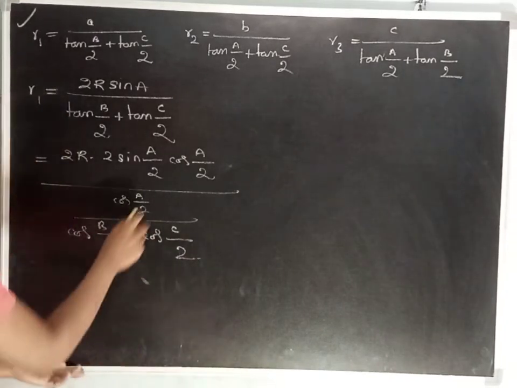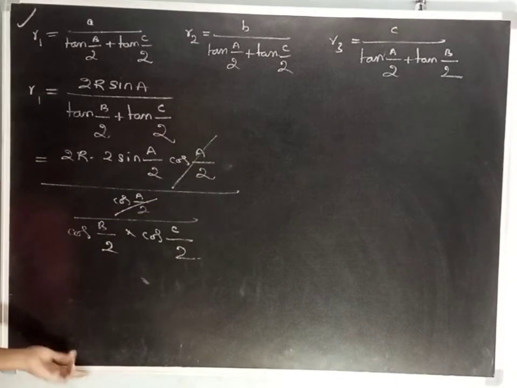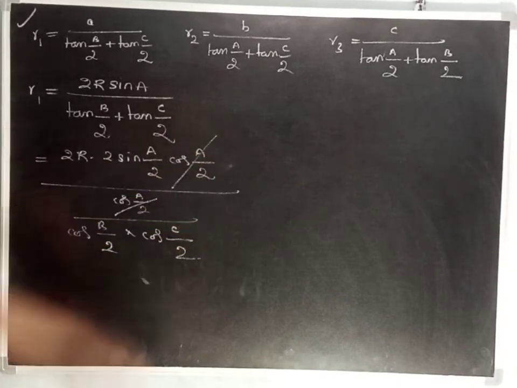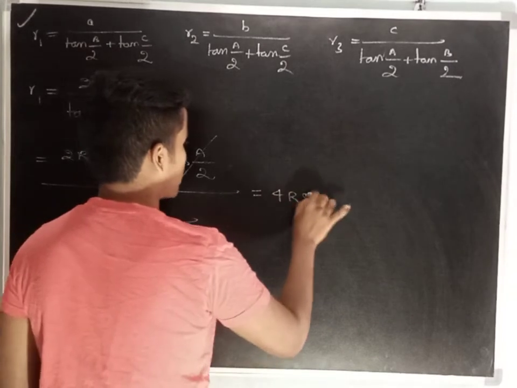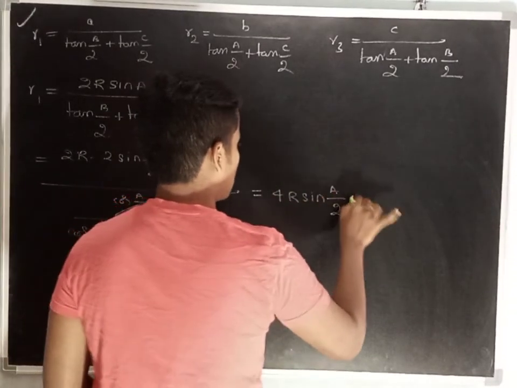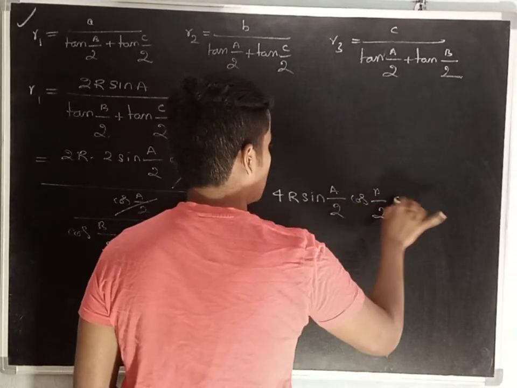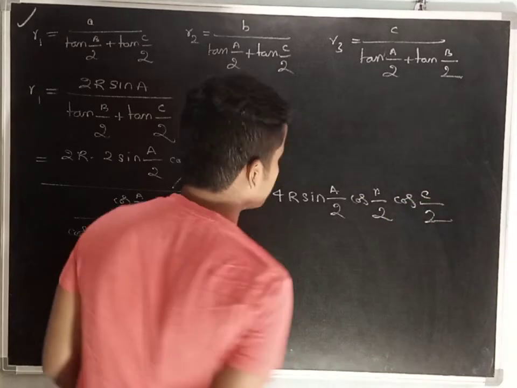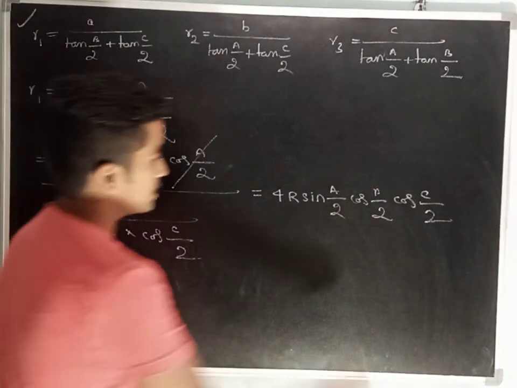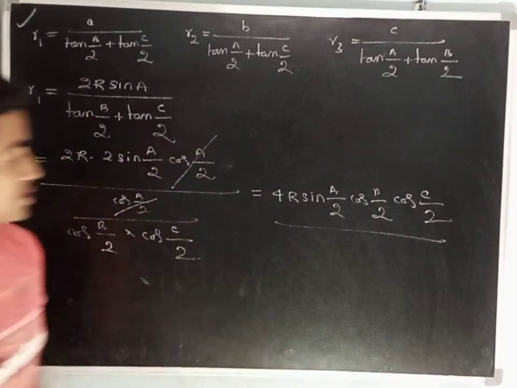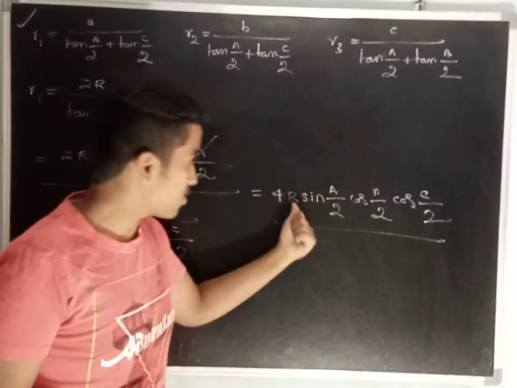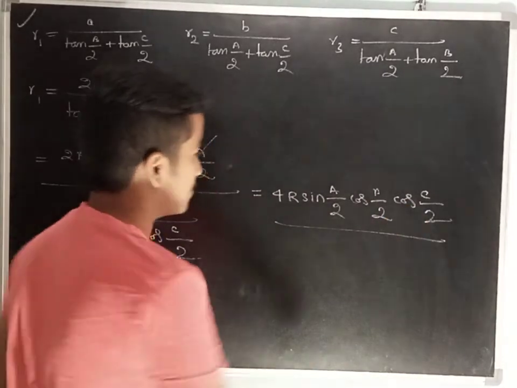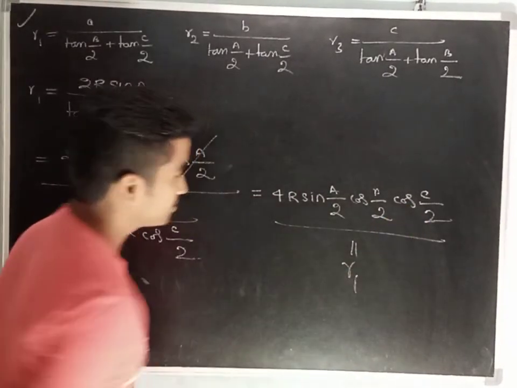Here what is going to happen? Cos A by 2 gets cancelled. This denominator goes to the numerator. So finally we are going to get 4R sine A by 2 cos B by 2 into cos C by 2. After simplifying this, we have got another new result, that is 4R sine A by 2 cos B by 2 cos C by 2, which is for R1.